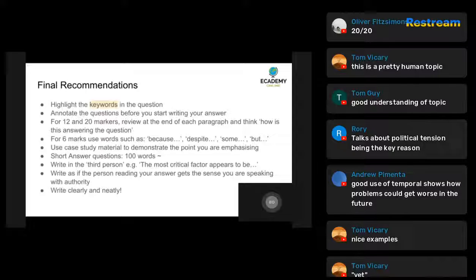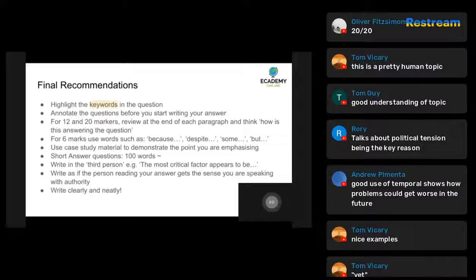For the 12 and 20 markers, make sure that you review at the end of each paragraph and think, how is this answering the question? Did I use the keywords? Did I use swash and backwash? Did I use data? Did I refer to a specific statistic? Did I use a case study? Did I make sure that my dates are correct? Did I refer to the correct magnitude of the event? Okay, don't merge your case studies together, which sometimes happens.